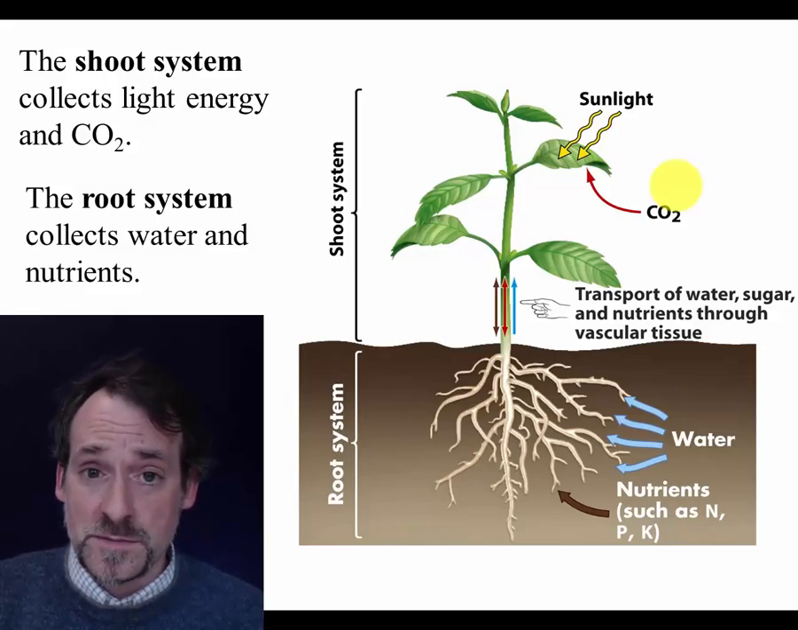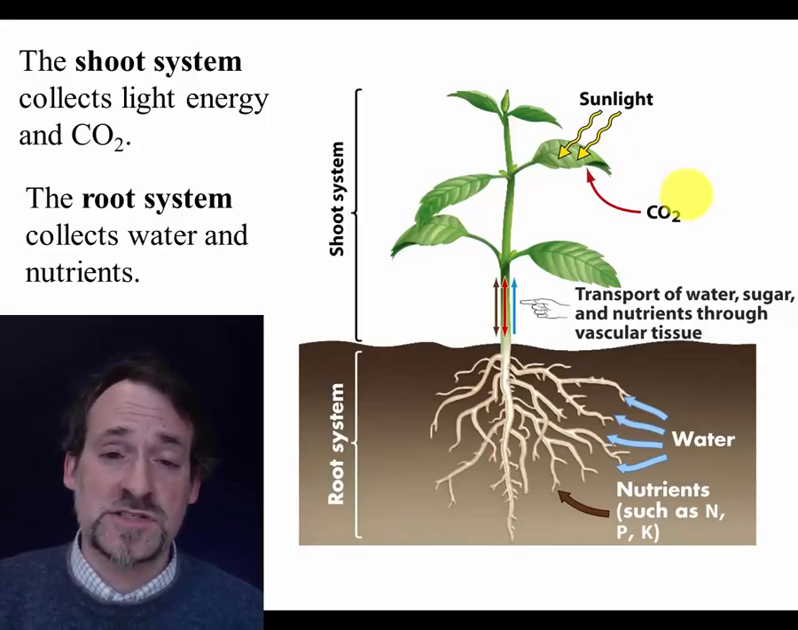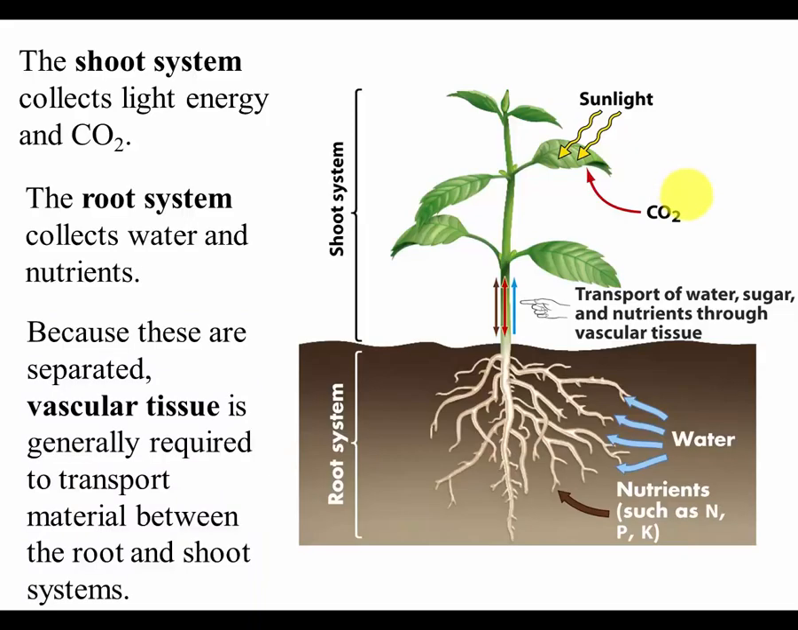The root system gets a hold of water and nutrients, and because these two systems are separated spatially, you have to have vascular tissue that moves photosynthate down from the shoots to feed the roots, and you have to have vascular tissue to move water and nutrients up from the roots to the cells that are higher up in the plant.